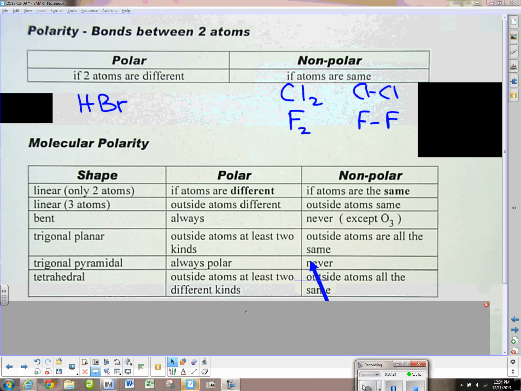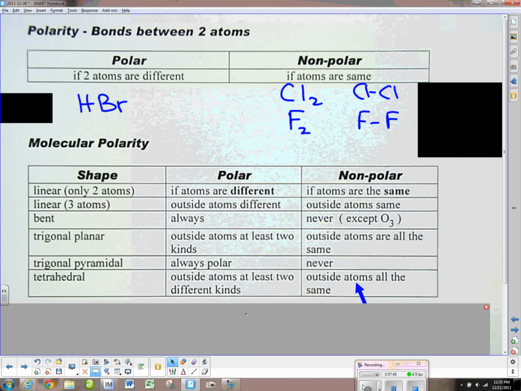And a tetrahedron can be either way. Tetrahedral, if the outside atoms are of at least two different kinds, this guy's going to be polar. But if they're all the same, it's what we call symmetrical. And symmetrical molecules, if the atoms are all the same, you're going to have a nonpolar situation. And now let's look at the shapes and relate them back to what I just told you.